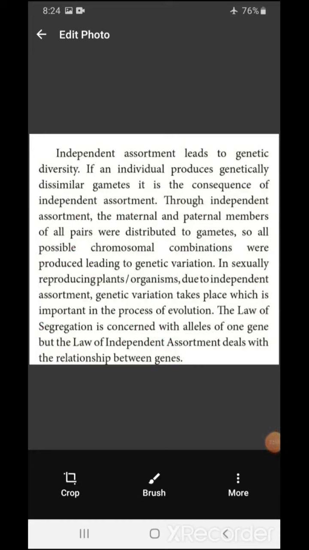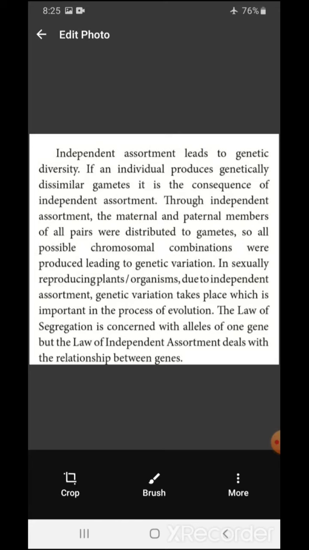We know that Mendel's dihybrid cross ratio is an example of the law of independent assortment. Here, the independent assortment leads to genetic diversity. If an individual produces genetically dissimilar gametes, it is the consequence of independent assortment. What do you mean by genetically dissimilar gametes? It's capital R capital Y, capital R small y, small r capital Y, small r small y. So like this, the different types of gametes obtained from the dihybrid cross are a consequence of independent assortment.